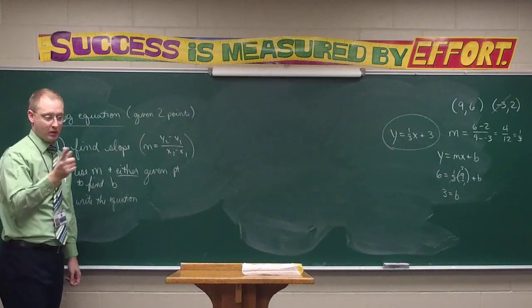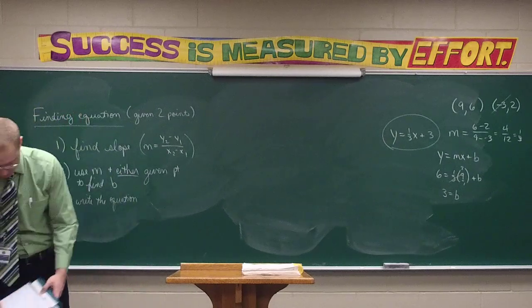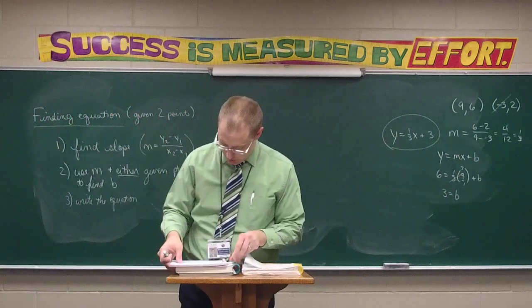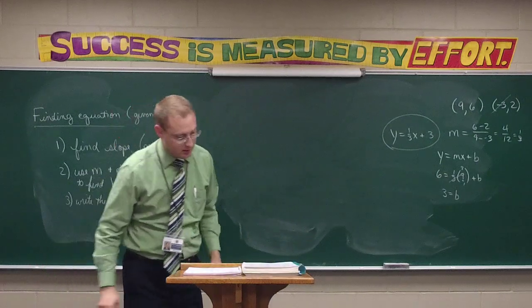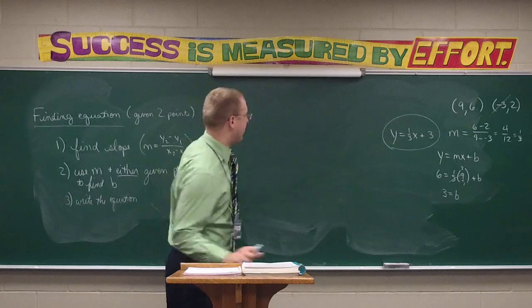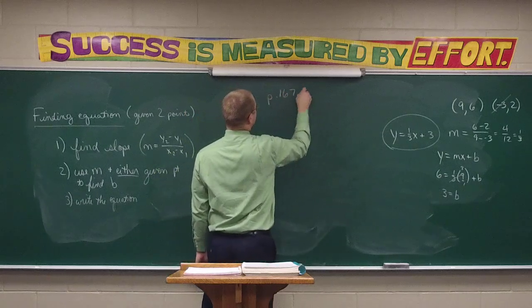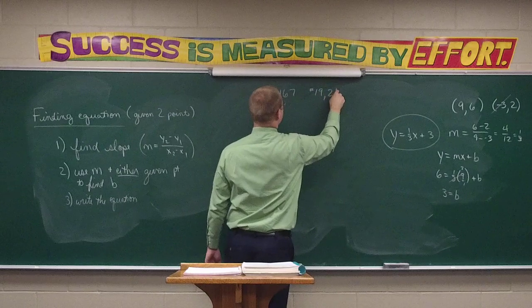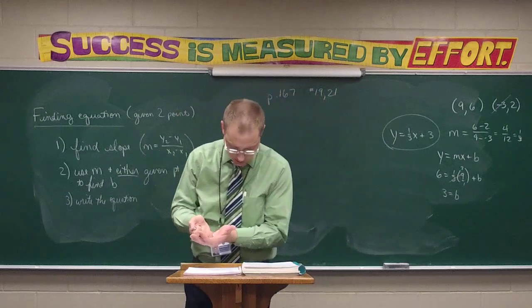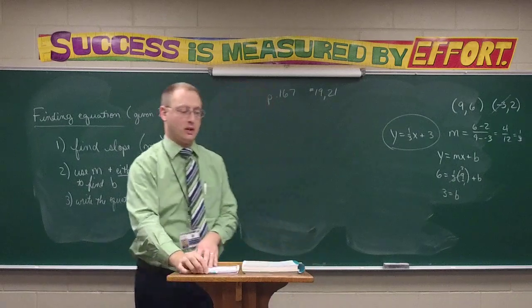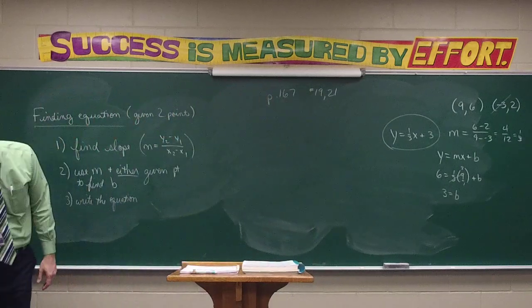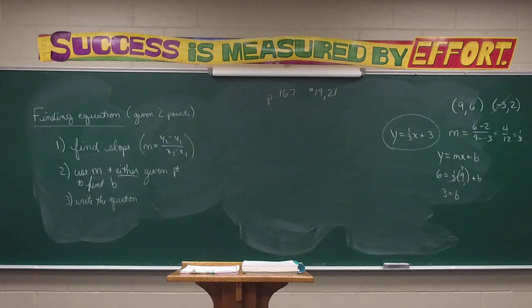Everybody good to go? All right, turn your textbooks for just a moment to page 167 and do numbers 19 and 21. Page 167, do numbers 19 and 21. These ones are a little bit nasty. So if you can handle these, you can handle pretty much any of it. Finding the equation of the line joining the points.